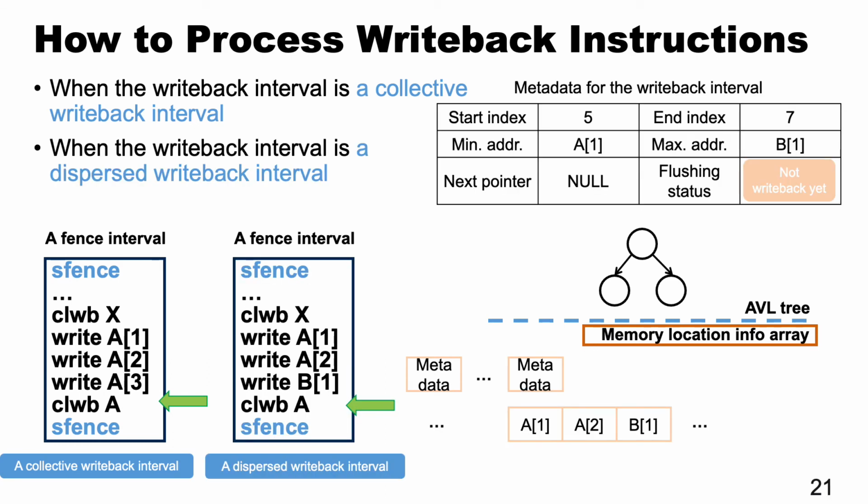If this write-back interval is a dispersed write-back interval, we can see B1 cannot be flushed by this write-back instruction. So, PM Debugger marks the flush states in the metadata as a dispersed write-back, and then goes further, marking every memory location information one by one.